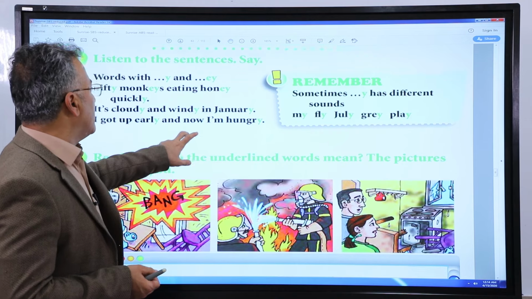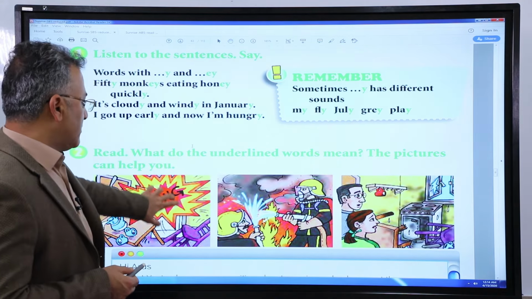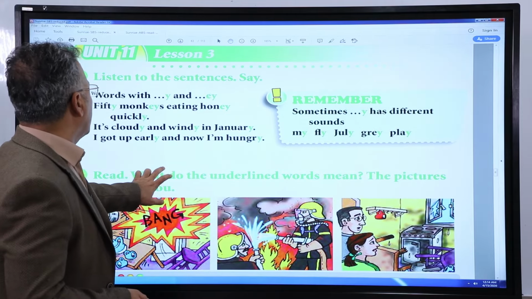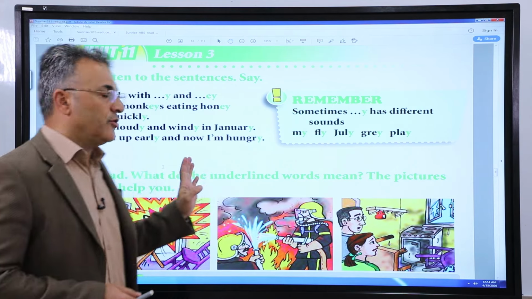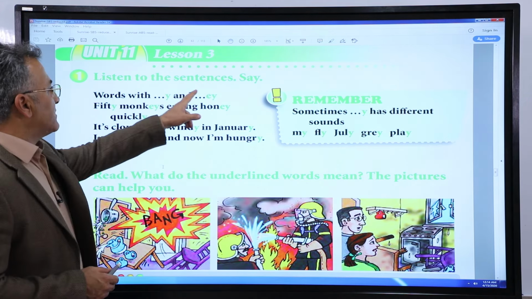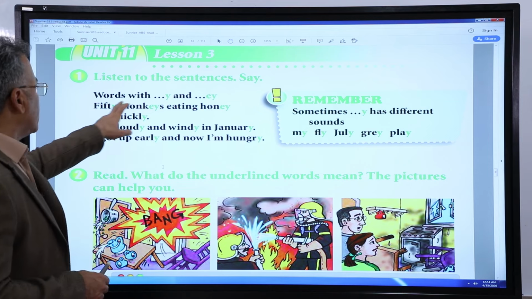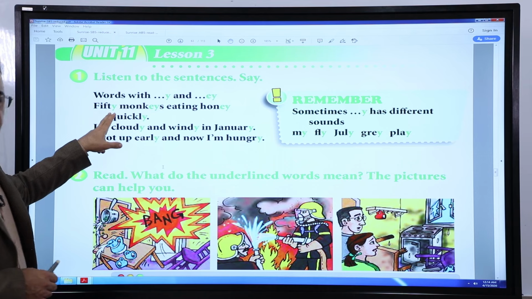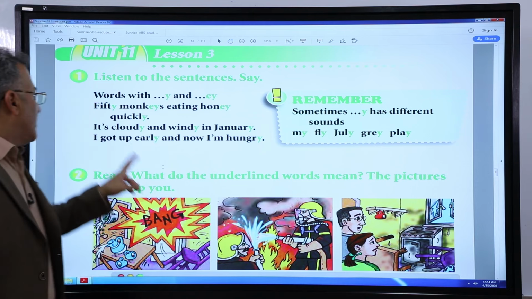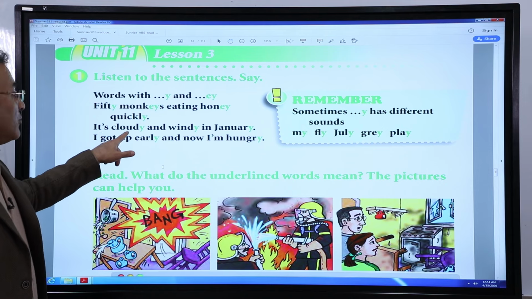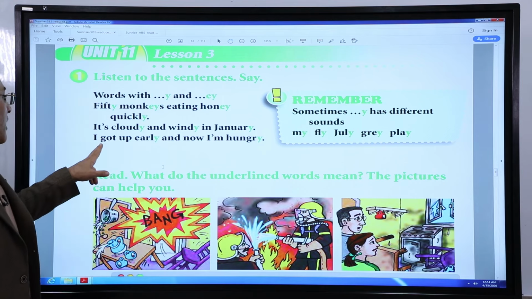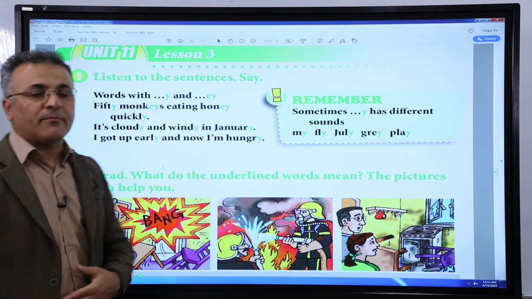Today we are going to talk about this sound yi and some email or passage we are going to read, then we will finish our lesson unit 11. Let's start with our lesson for unit 11 lesson 3. Today listen to the sentences, say words with y and ey. 50 monkeys eating honey. We say yi. Quickly. It's cloudy and windy in January. In January. I got up early and now I am hungry.